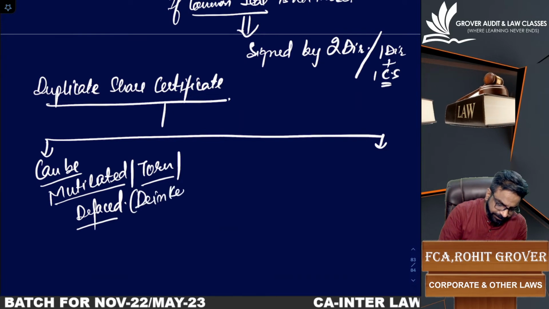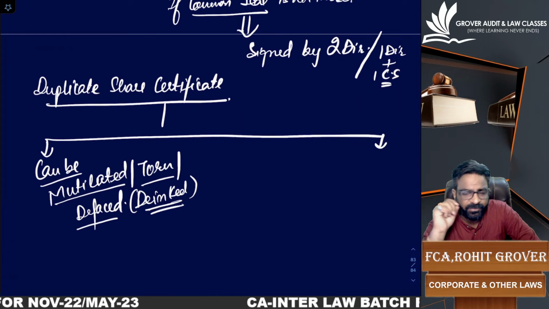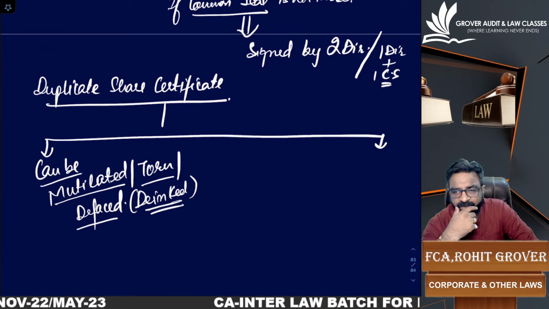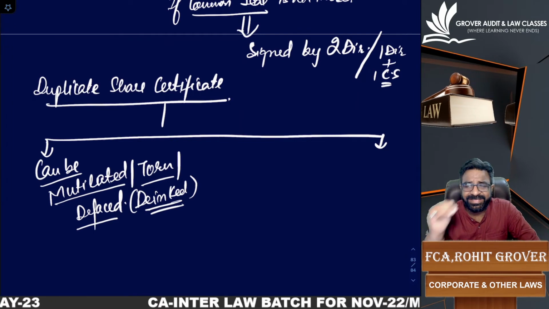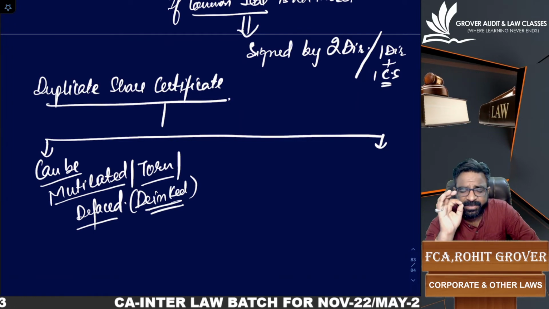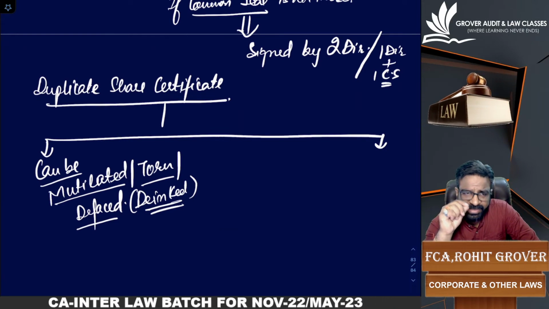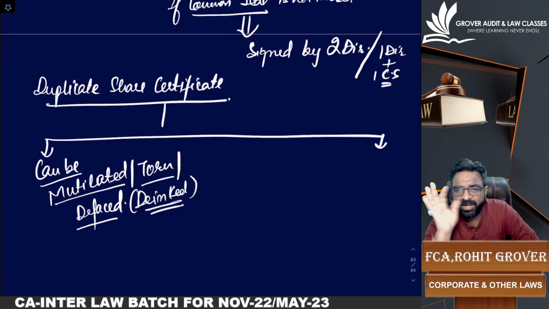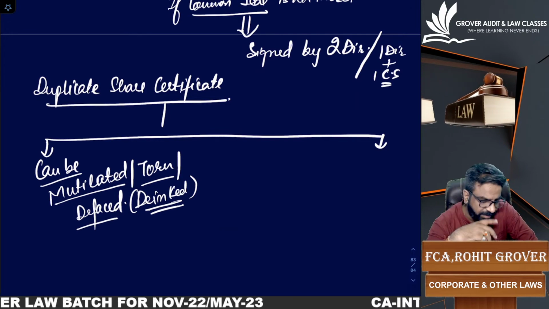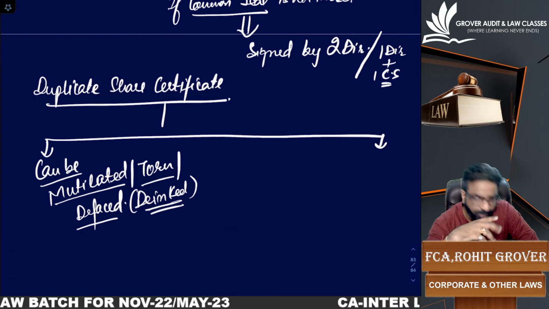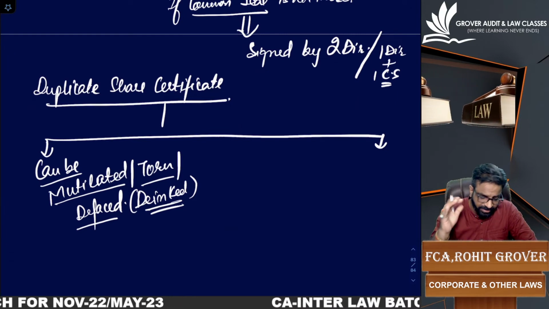So a share certificate can be mutilated, or it can be torn, or it can be defaced, or it can be de-inked. Now, do you all go to the ATM? Have you taken the slip from the ATM, everyone? So when we take the slip from the ATM, after a few days the things written on the slip may get faded away or not. Yes, sir. The same may happen with the share certificate. Are you getting the point? Now listen to the concept.